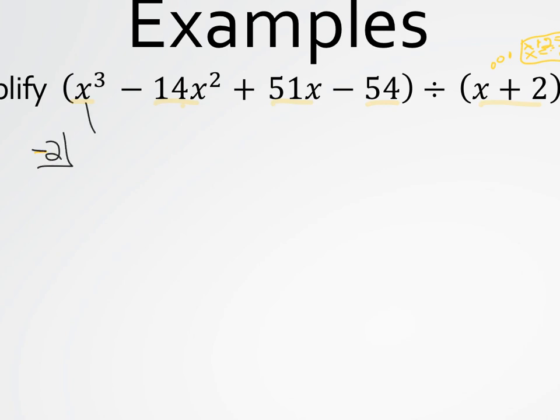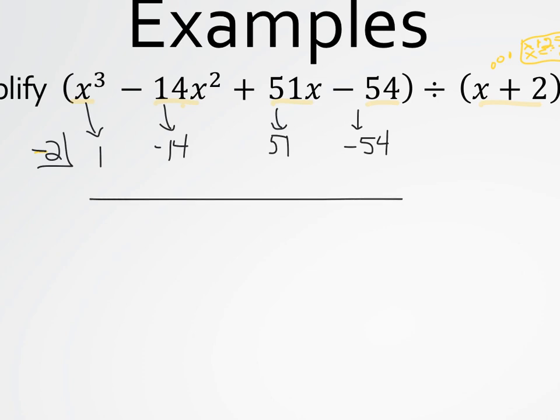Now we're going to drop down our coefficients. We have a 1, a negative 14, a 51, and a negative 54. Remember, the next step is to drop down that first term, 1. And I'm going to take the 1 times the negative 2. And now we're going to add together.